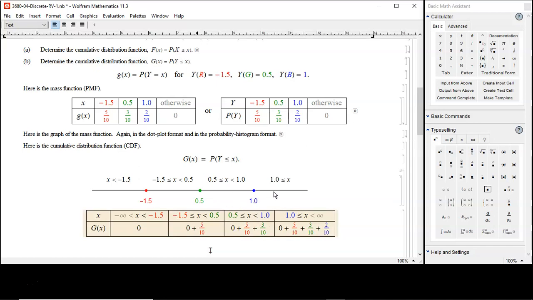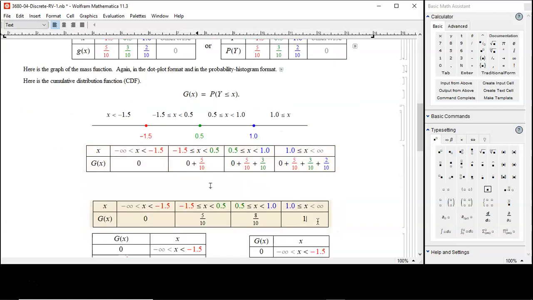Now, in this interval, to the left, I have 3 balls to consider. So keep adding and freshly add 2/10. Again, the keyword is cumulative. Keep adding up the probabilities. So start from 0, add a probability, add another probability, add another probability. All done. So we ended up with 1.